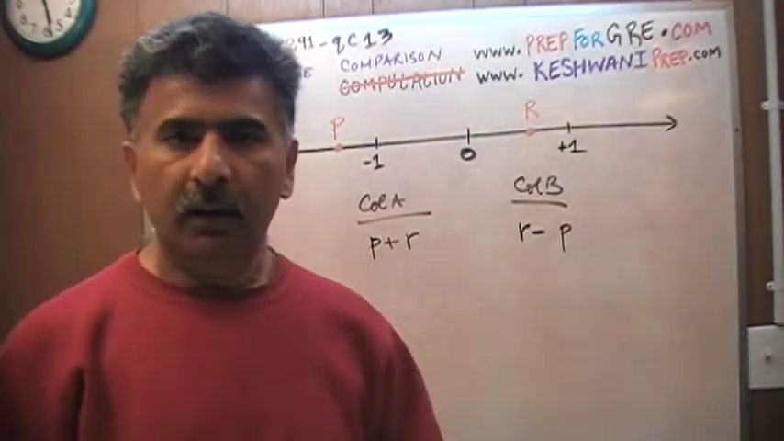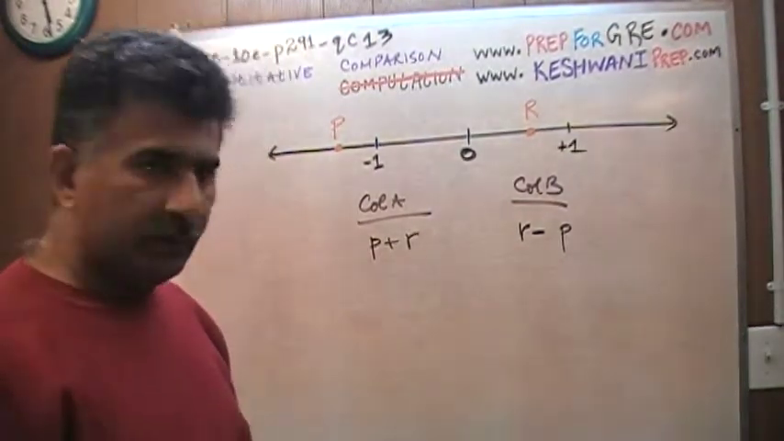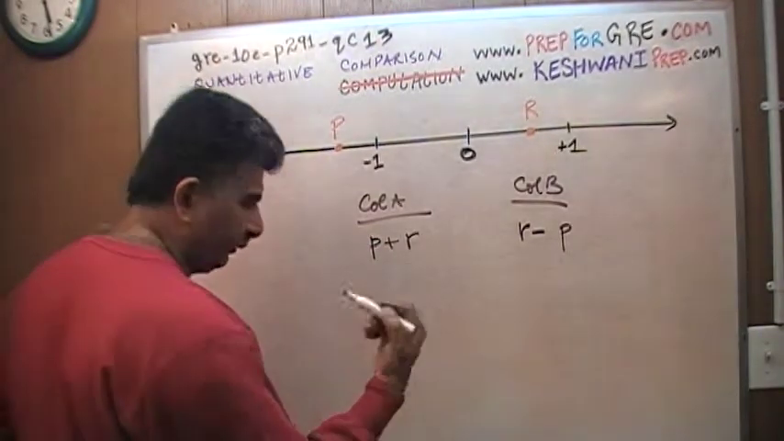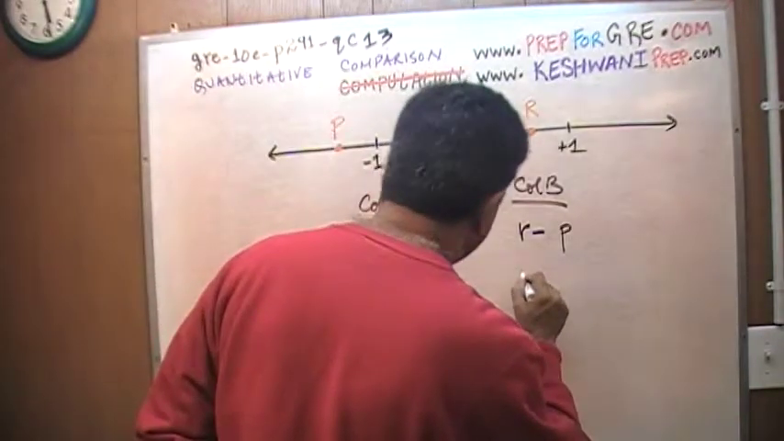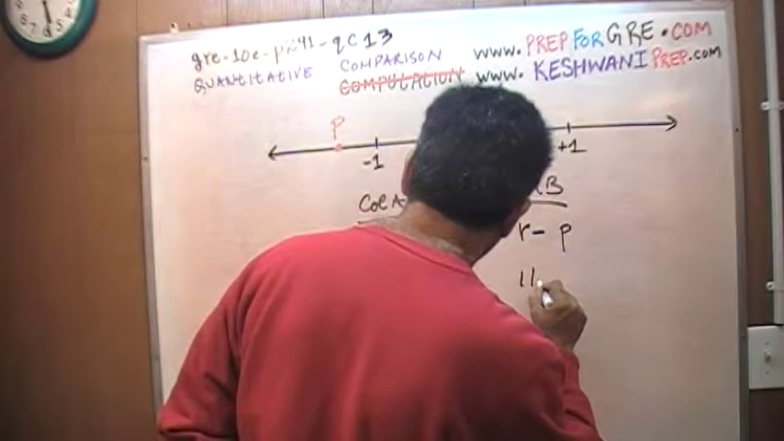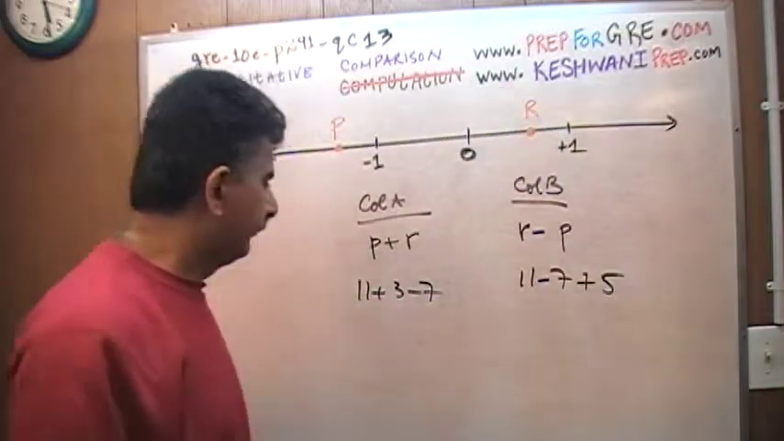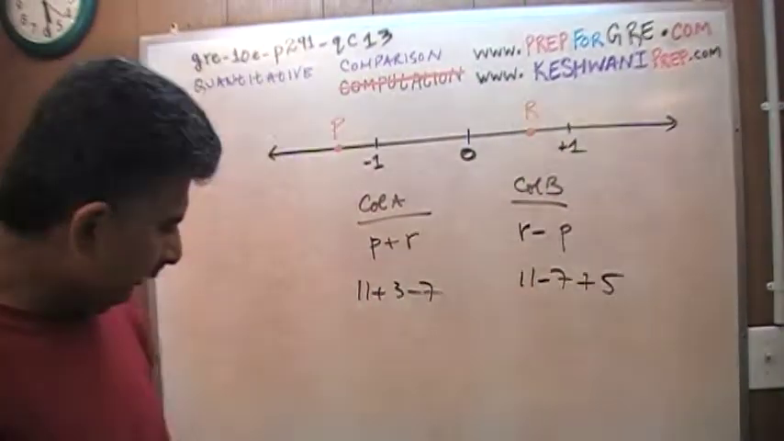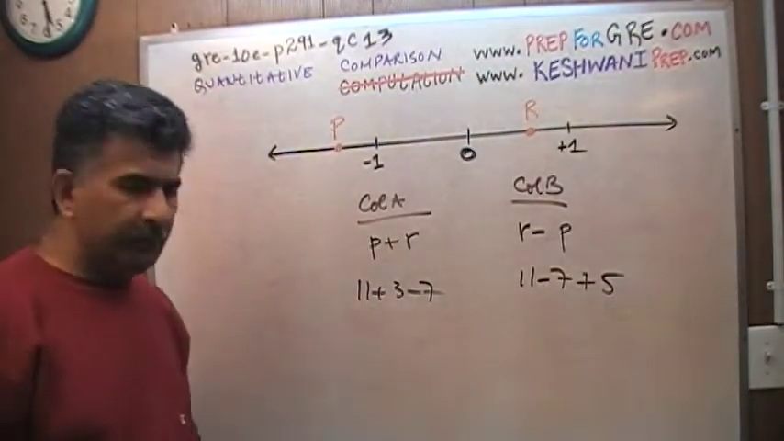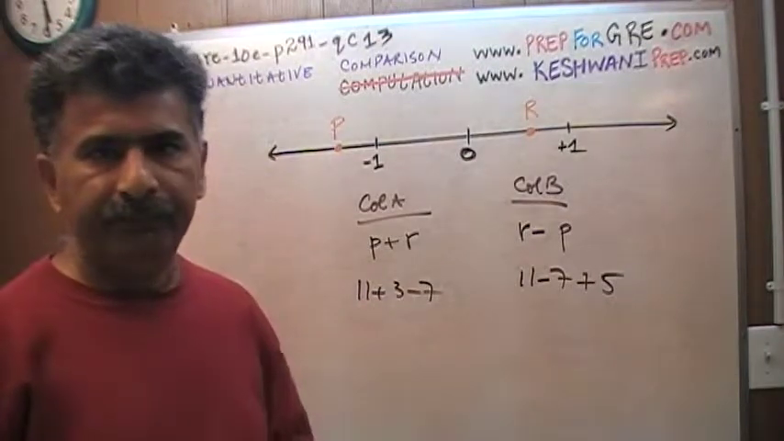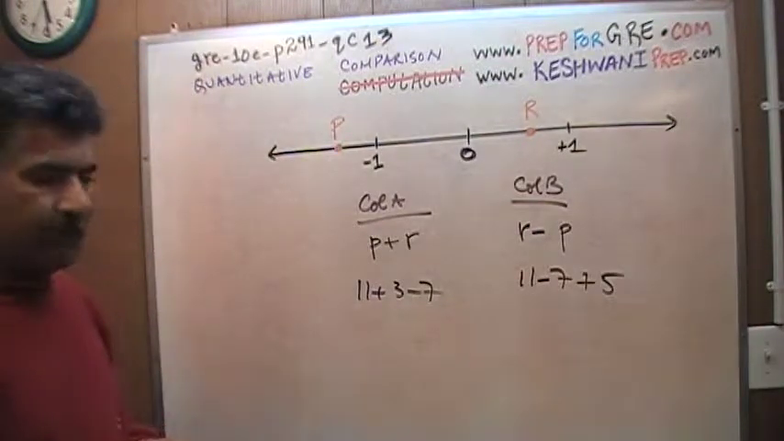Before you answer that question, let's play a little game. I'm going to give you a couple of problems. Can you tell me which quantity is bigger? 11 plus 3 minus 7 or 11 minus 7 plus 5. Go ahead and do it. Pause the video and tell me which column is bigger. I'm going to give you 10 seconds.